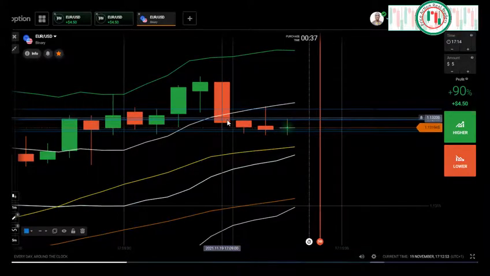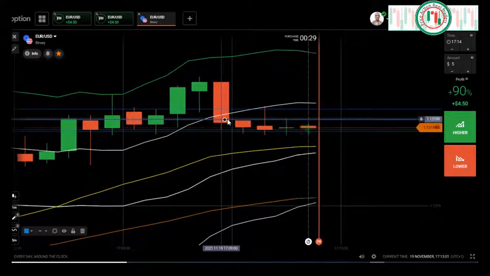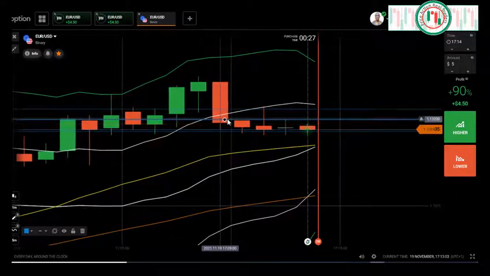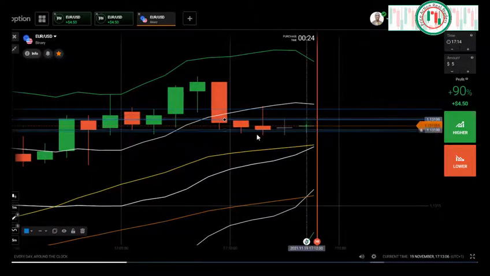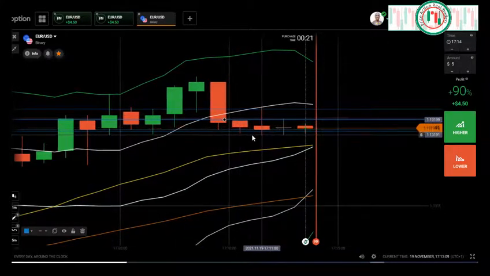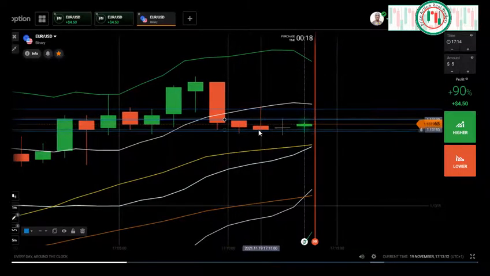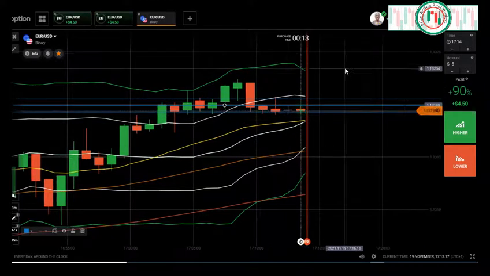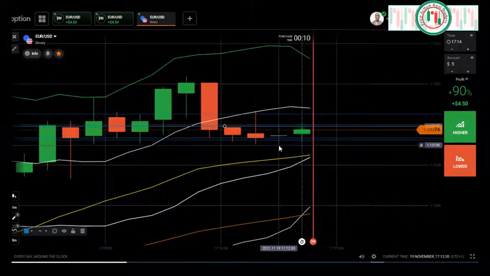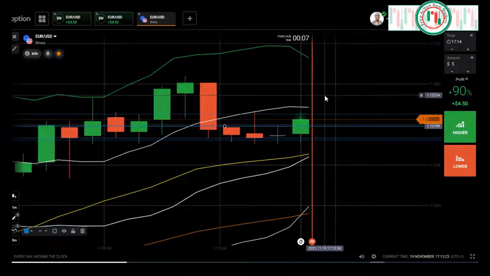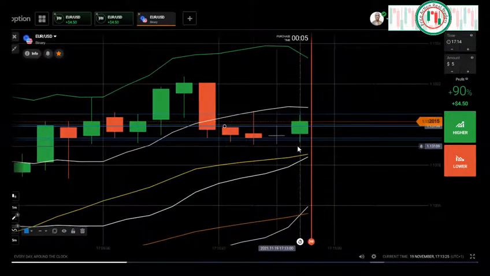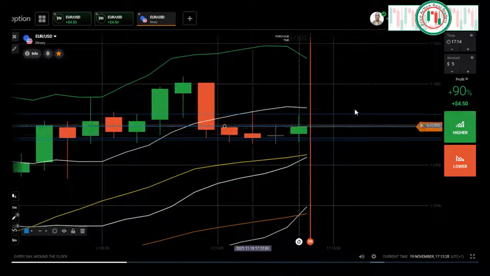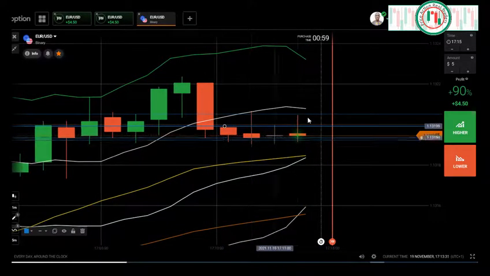You see, this is doji, this is doji. So I will still wait. Market is trying to break this level. This is doji indecision, so I will wait for the next candle. Market is trying to reverse, but this area is too tricky.